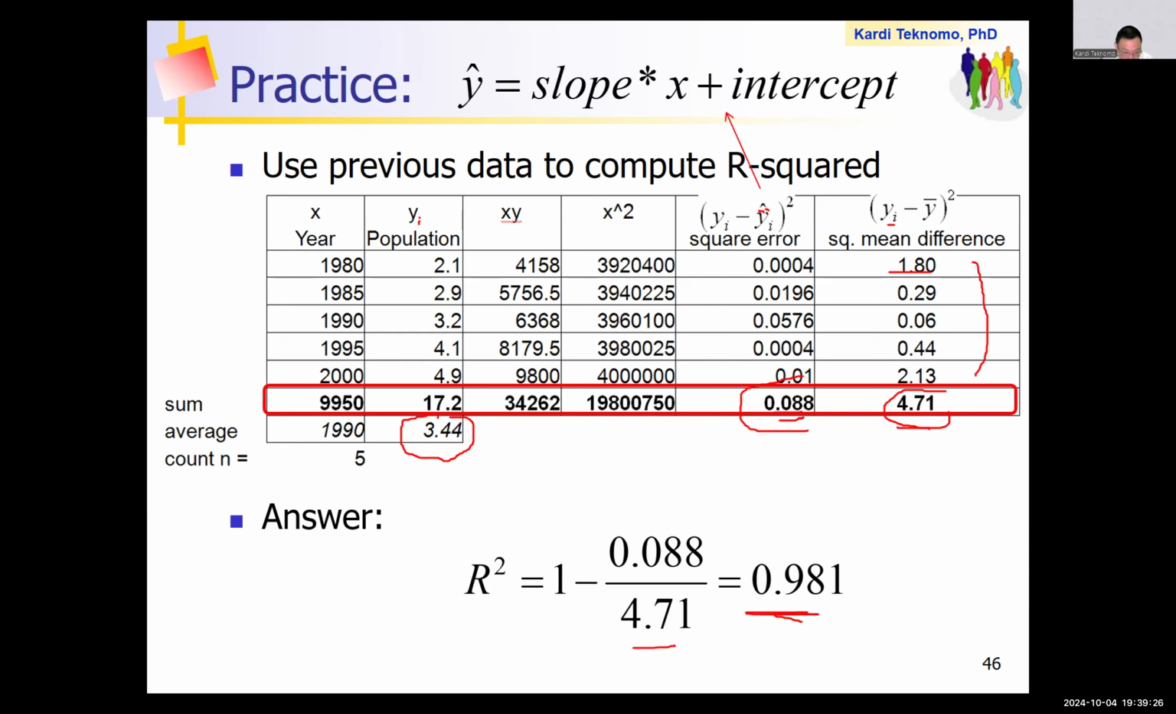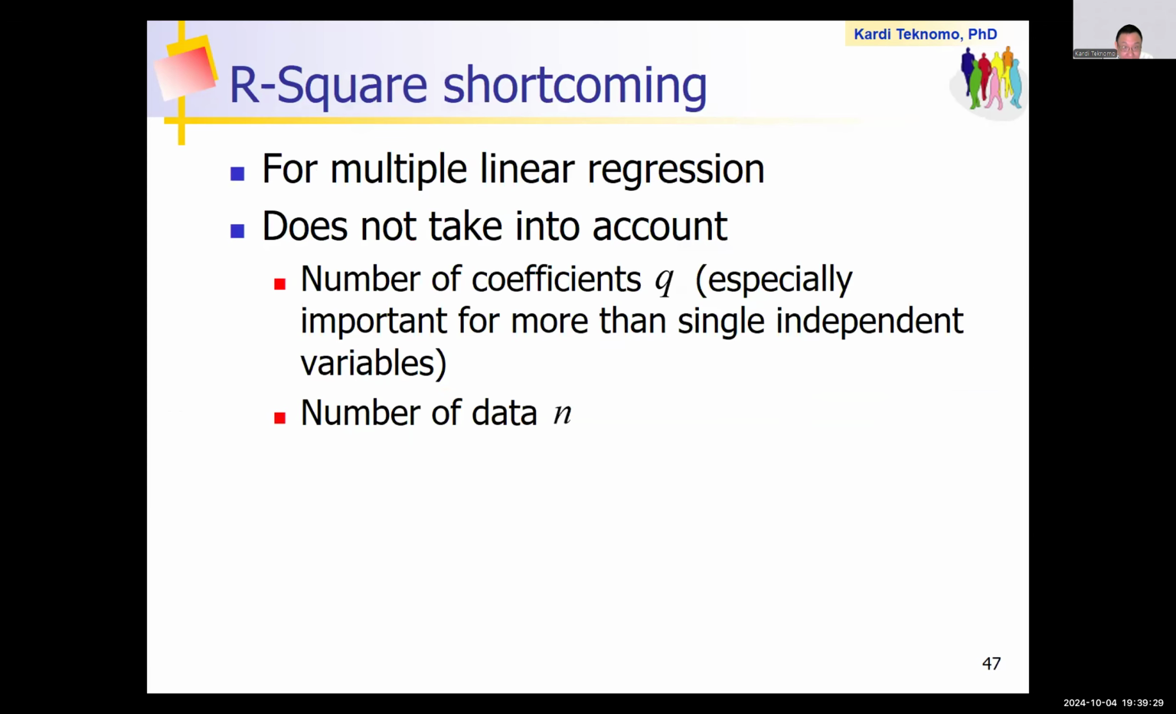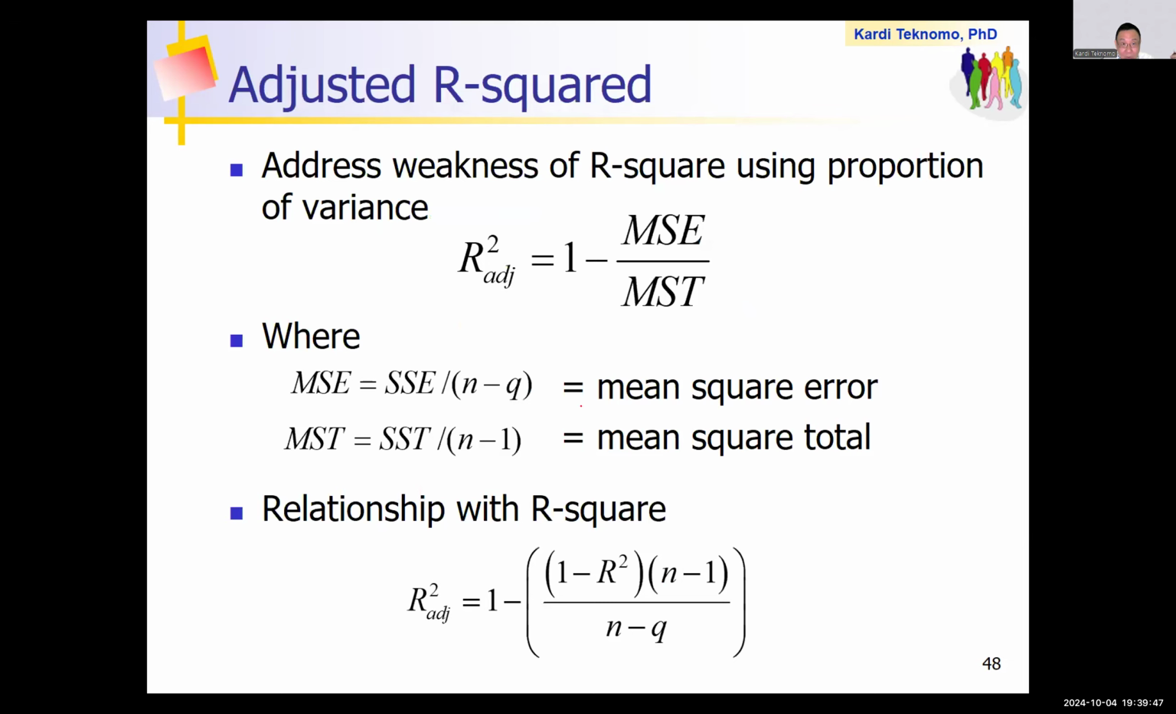Okay. But if your model is actually multiple linear regression, that means you have more variables than just one. R square alone is not enough. Why? Because you have many variables and you have many data. In that case, you're supposed to use adjusted R square. What's the difference?